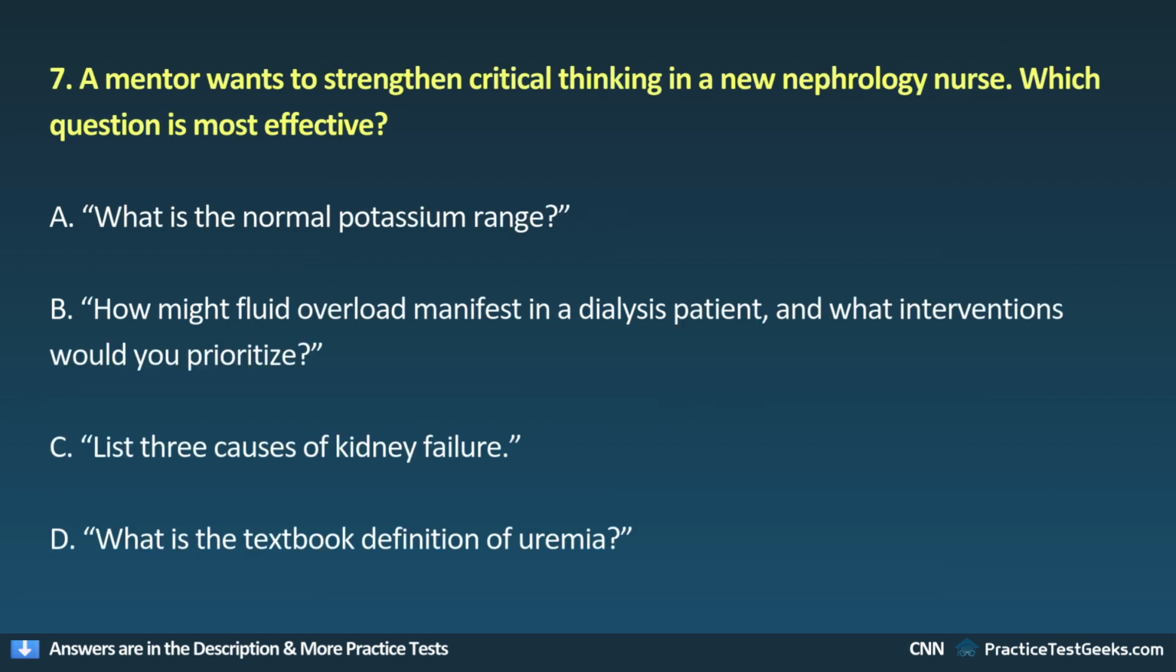7. A mentor wants to strengthen critical thinking in a new nephrology nurse. Which question is most effective? A. What is the normal potassium range? B. How might fluid overload manifest in a dialysis patient, and what interventions would you prioritize? C. List 3 causes of kidney failure. D. What is the textbook definition of uremia?